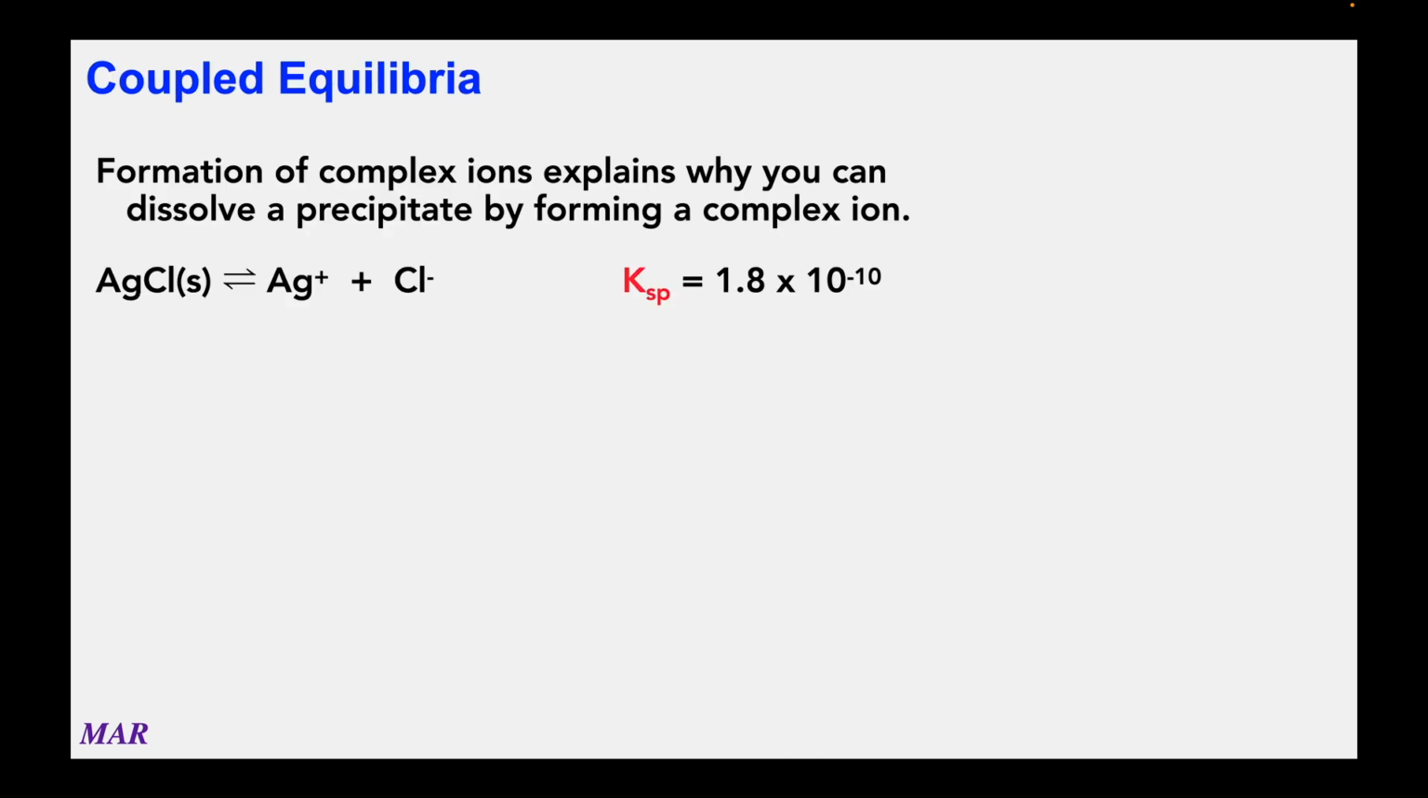Now, if you want to see exactly what's happening, here's the Ksp for silver chloride. And remember, for Ksp, the precipitate is the reactant, and the ions that go into it are the products.